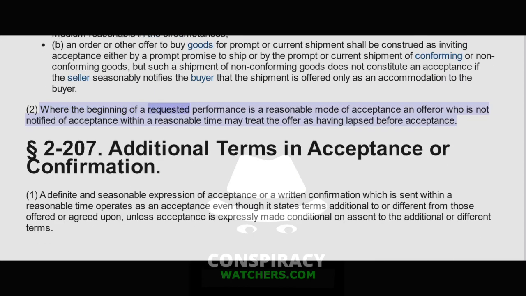Where the beginning of a requested performance is a reasonable mode of acceptance, an offeror who is not notified of acceptance within a reasonable time may treat the offer as having lapsed before acceptance.